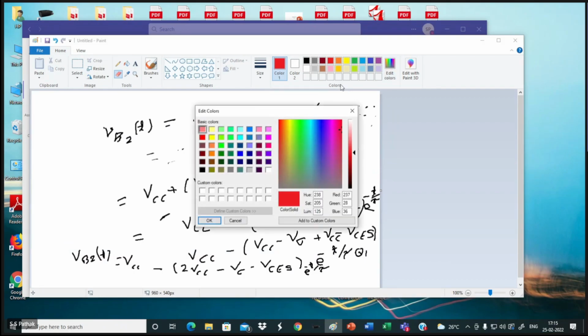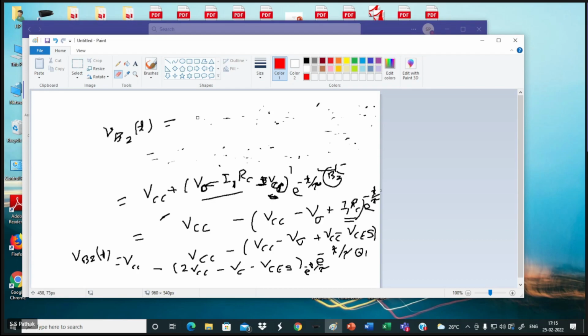Edit colors, okay. It's not, oh, eraser I have to remove, sorry. I have to choose the pen. Okay. Now it is red, it's fine.